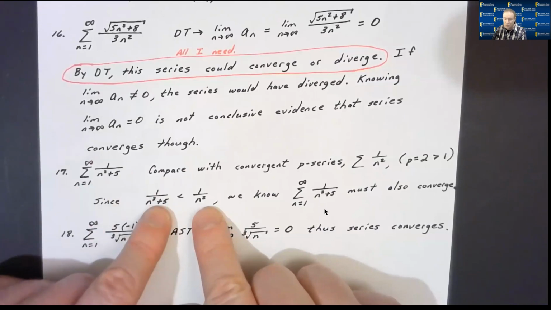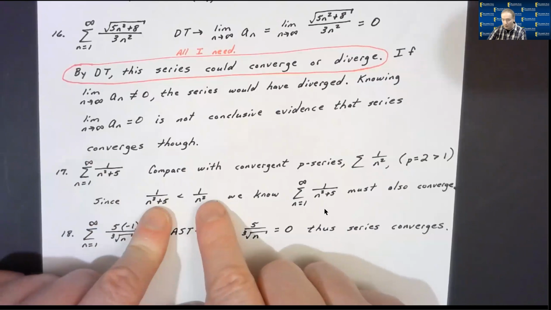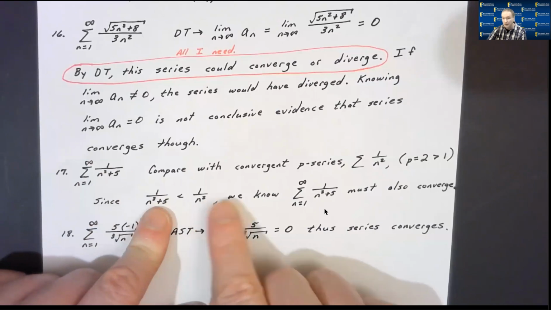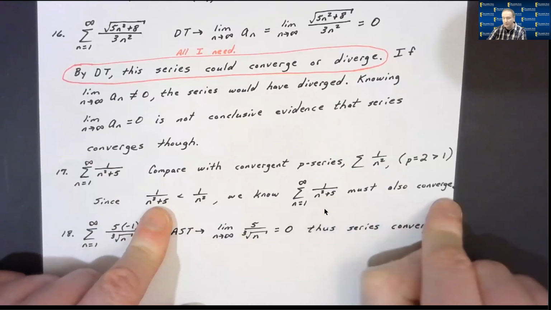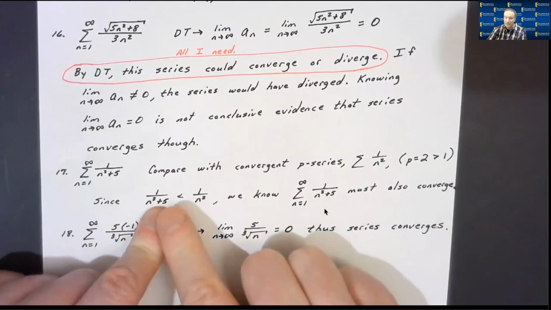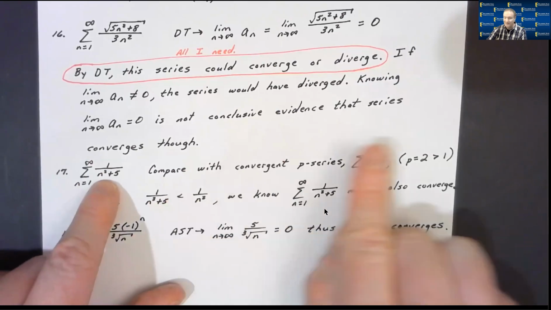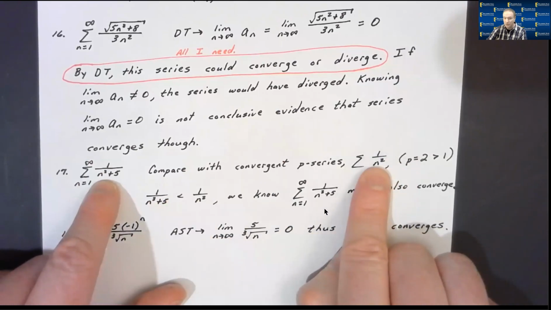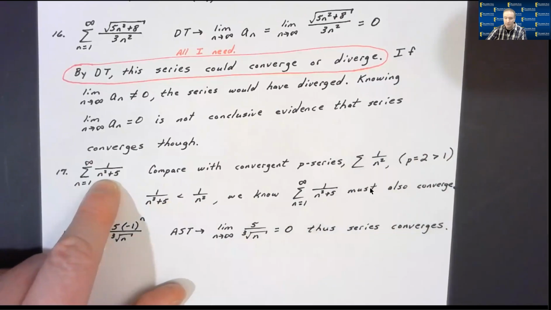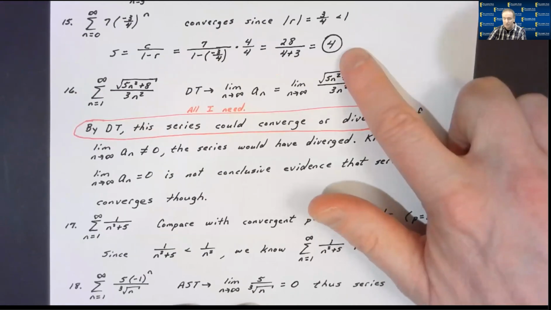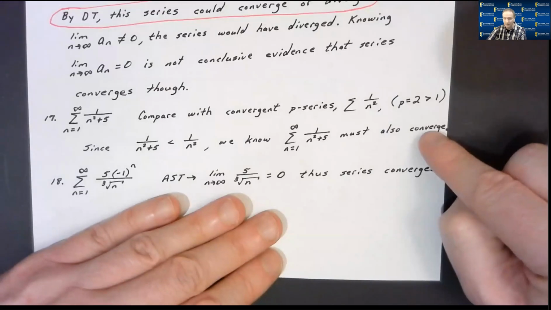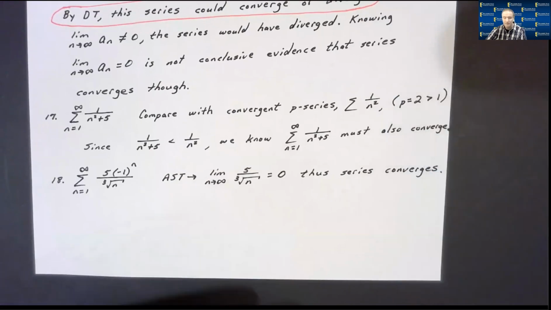So since this general term is always smaller than this general term, then we know our series 1 over n squared plus 5 must also converge. And again, it's because the general term of this series is less than the general term of the series which we know converges. Now, the comparison test, unlike the geometric series test, does not tell you what it converges to or anything like that. It just says it must converge by the comparison test. Now, the next problem here, very quick and easy.